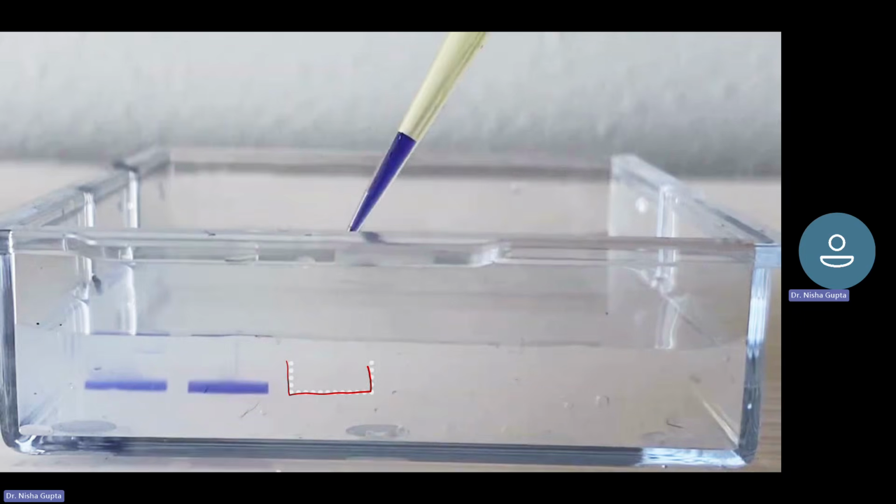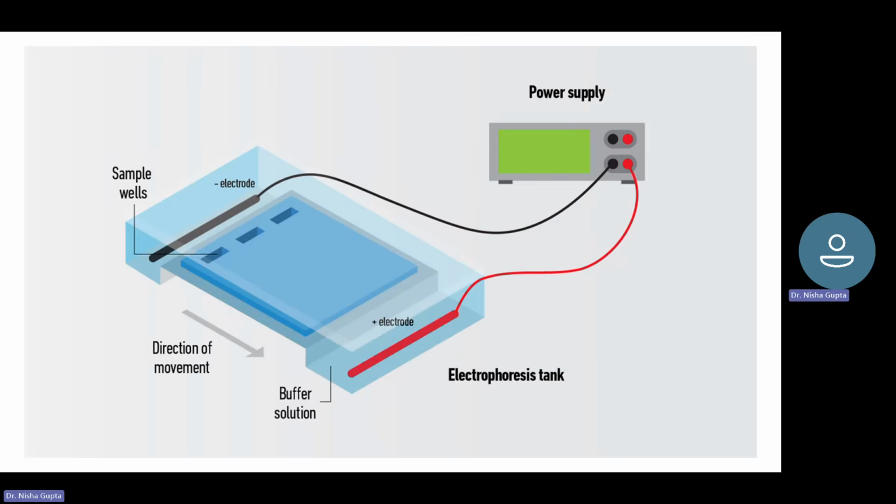So this looks like this. This is your well made from different combs. See, these are the sample wells. You load your samples here. This is the negative electrode, the black one, and this red one is the positive electrode. And why? DNA is negatively charged, so it will move towards the positive electrode, right?